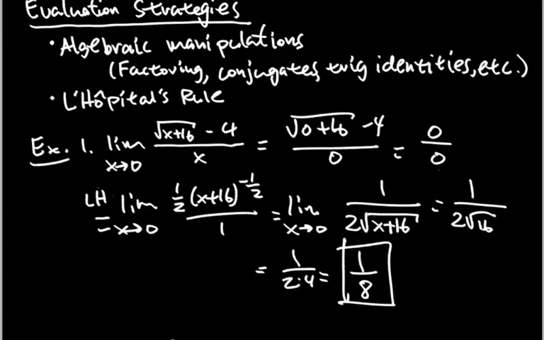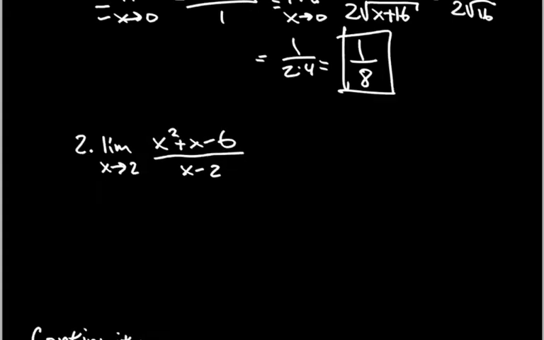Alright, so let's move on to another one and see what we can do here. Alright, so if we substitute in directly right now, we'll see that we get 2 squared, which is 4, plus 2, minus 6, all divided by 2 minus 2. That's going to be 0 over 0. Again, we can do stuff to it.